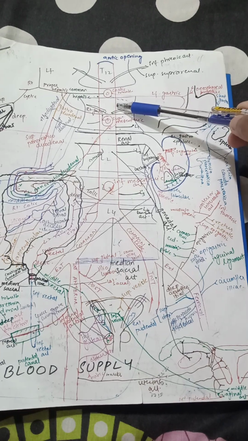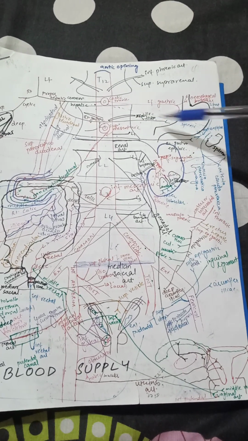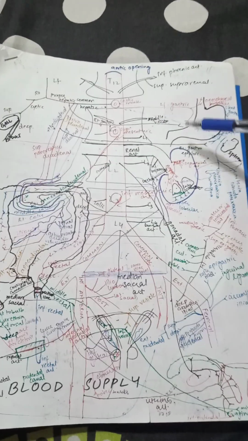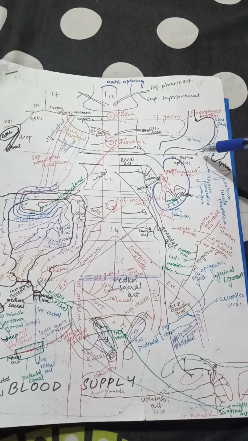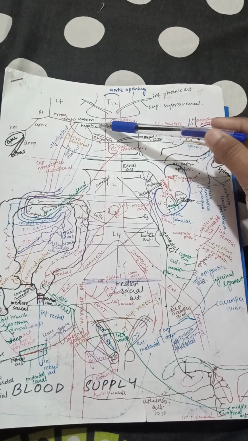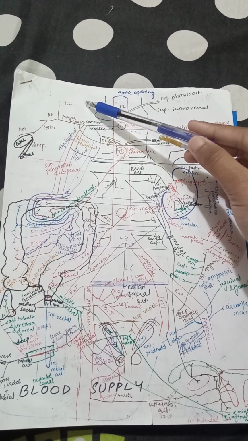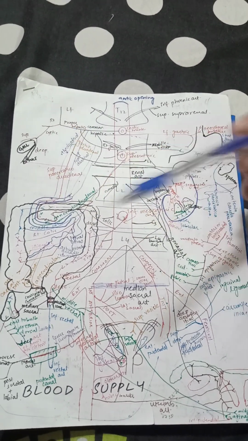First one is the celiac trunk, which arises between T12 and L1. It gives left gastric, splenic, and common hepatic, three branches majorly. Then the splenic artery gives short gastric and left gastroepiploic branches, and the common hepatic artery divides into proper hepatic and gastroduodenal artery. The proper hepatic further divides into right and left branches. The right branch gives the cystic artery.